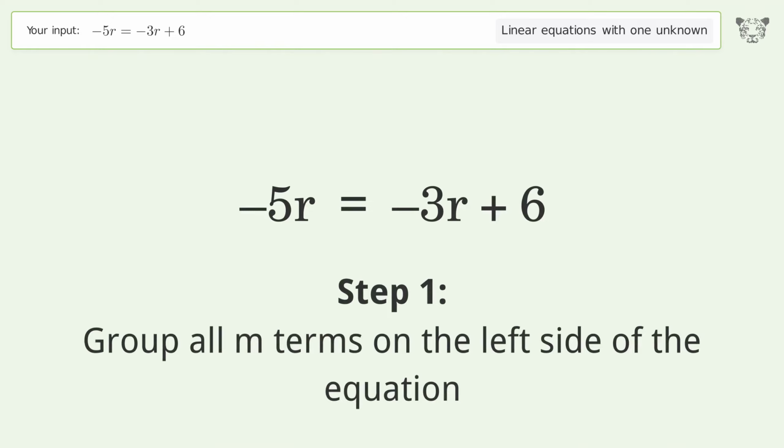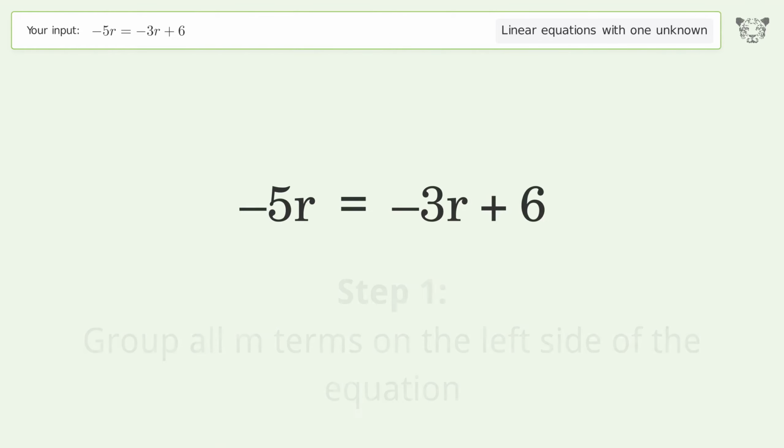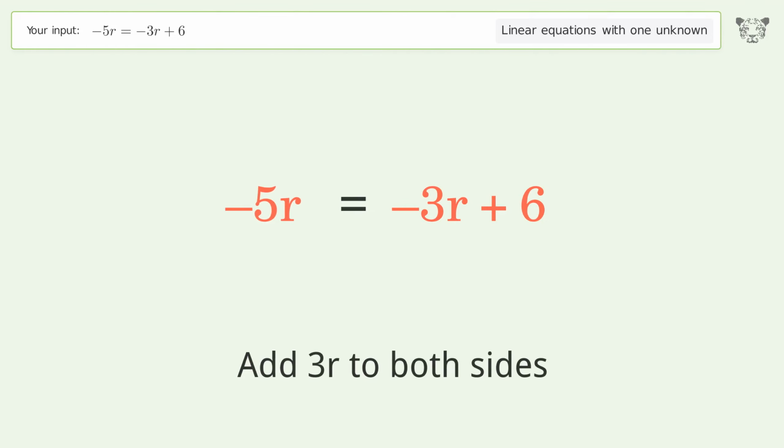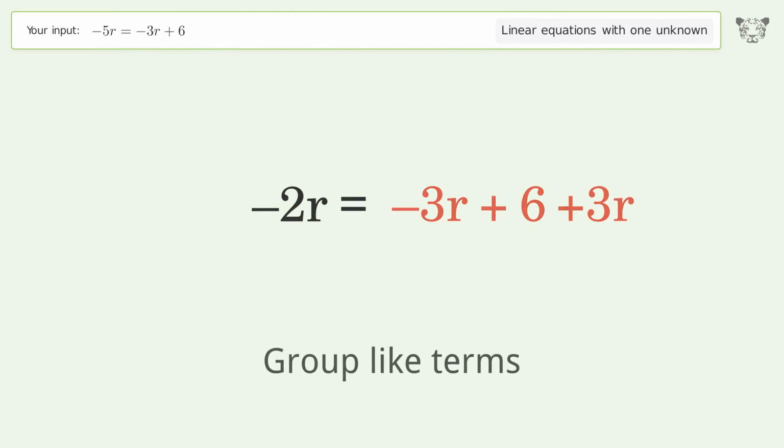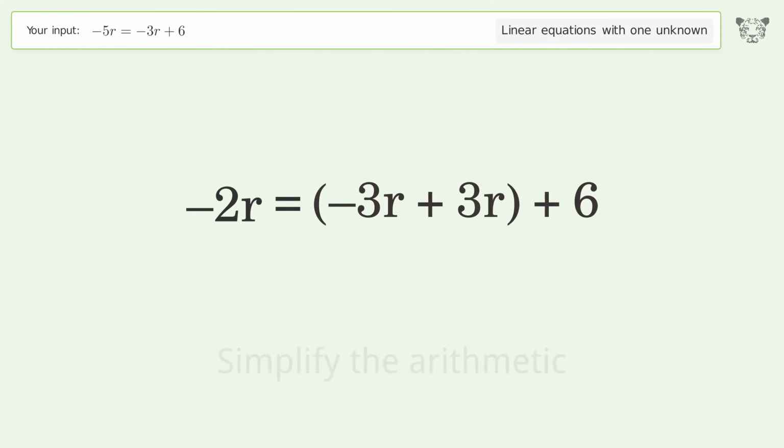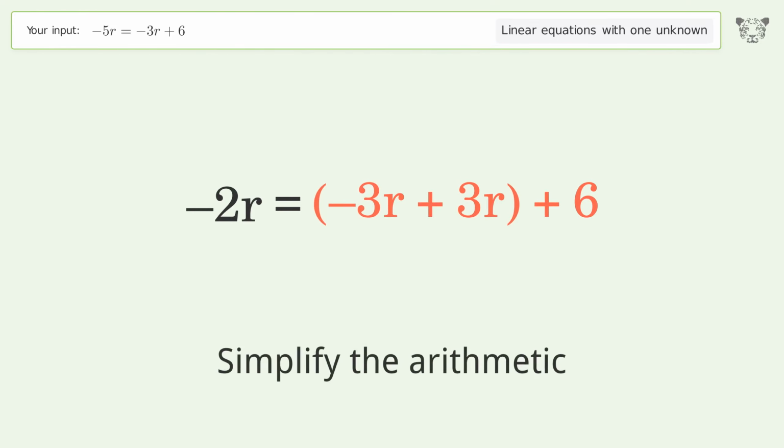Group all m terms on the left side of the equation. Add 3r to both sides. Simplify the arithmetic. Group like terms. Simplify the arithmetic.